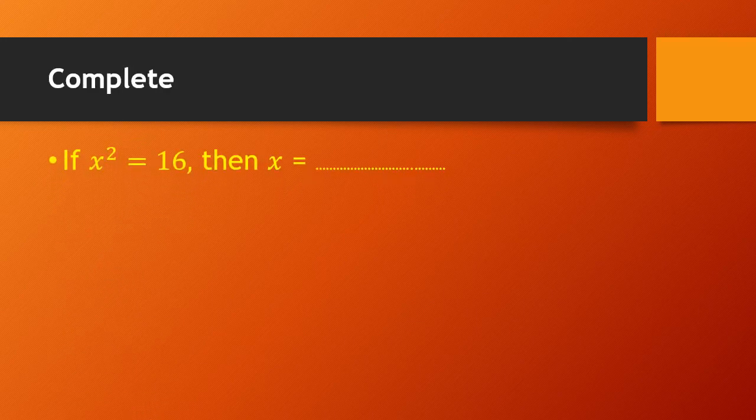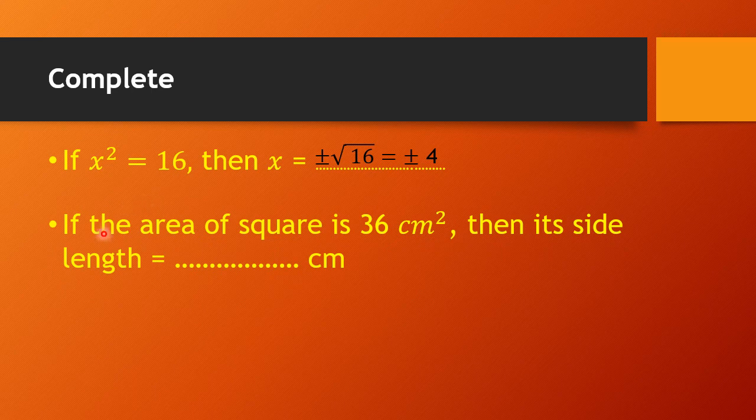Complete. If x power 2 equals 16, then x equals positive or negative square root of 16, equals positive or negative 4. If the area of a square is 36 centimeters squared, then its side length equals square root of 36, equals 6 centimeters.